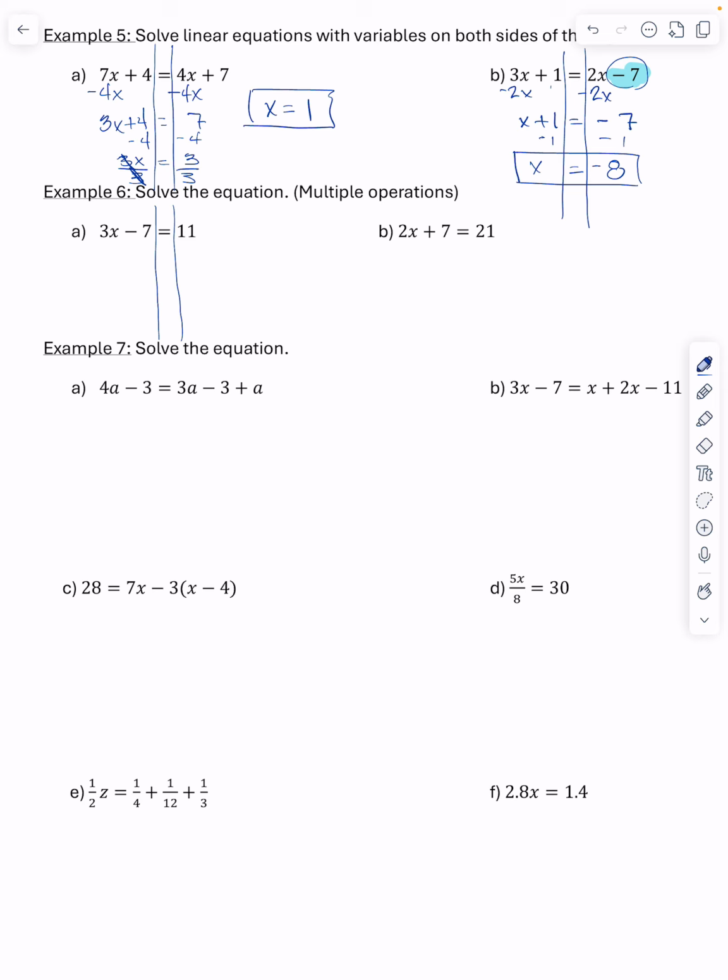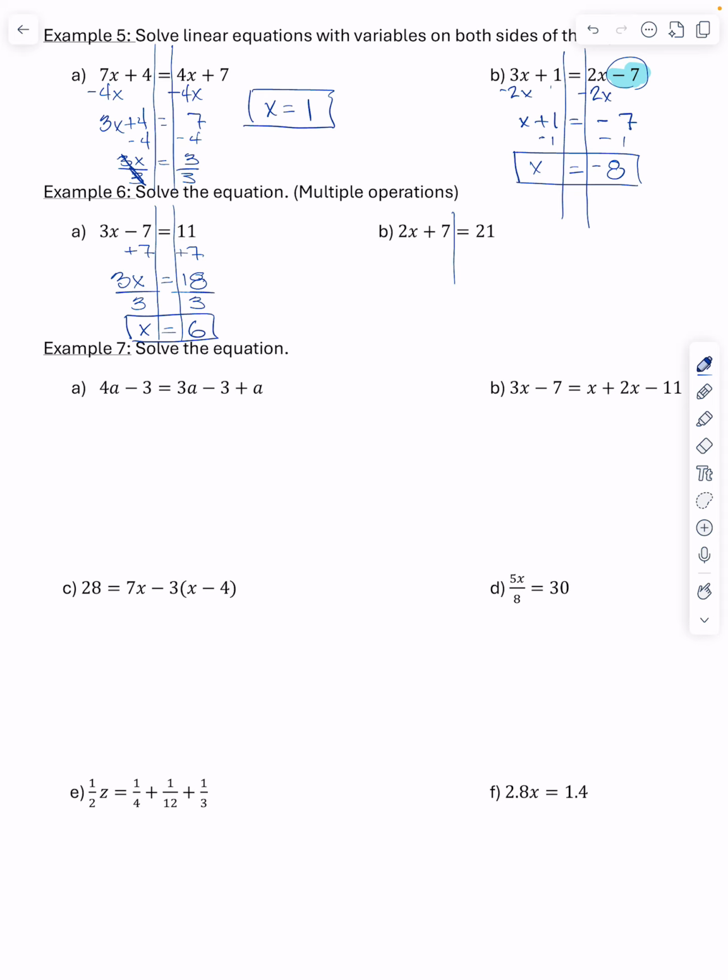Okay? And I like to think about getting rid of the dangly bits, the stuff that's not directly attached to the x. So I'm going to start by adding 7 to both sides. Because if I'm going to divide by 3, I'm going to have to divide everything. And I don't really want to divide the 7 and the 11 by 3. Okay, so I'm going to do this addition first. Addition or subtraction always happens first. Now when I have just 3 x's on this side, I can divide both sides by 3. And I get x equals 6.